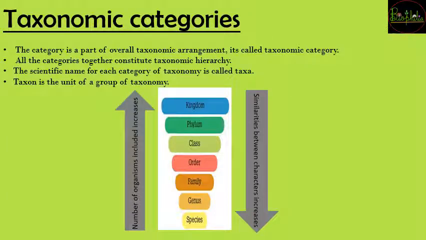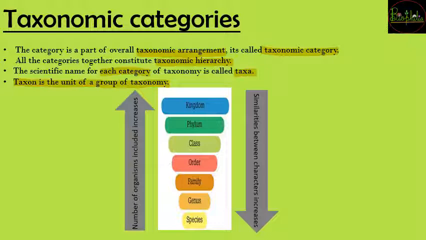Now let's understand the taxonomic categories. Taxonomic categories क्या होते हैं? The process of characterizing all the organisms is based on a taxonomic arrangement, and this taxonomic arrangement is called a taxonomic category. All the categories together constitute the taxonomic hierarchy. Each scientific name given to a category is called a taxon, and the taxon is the unit of taxonomy.